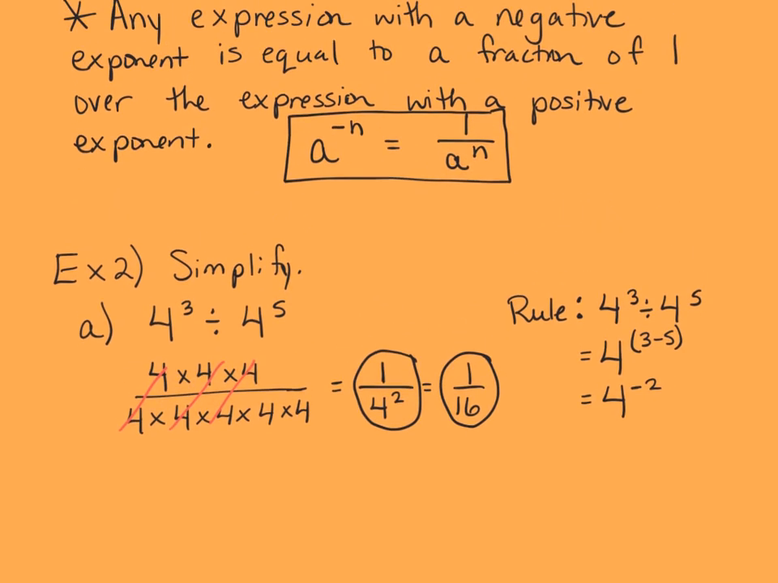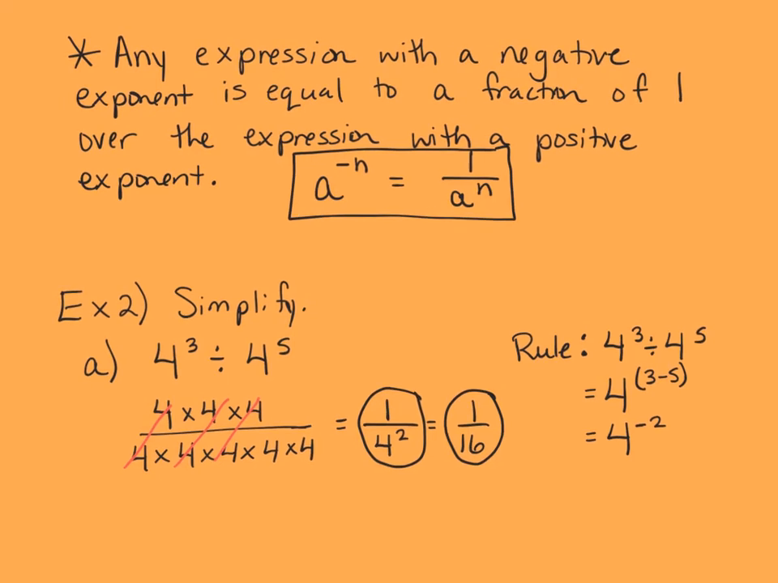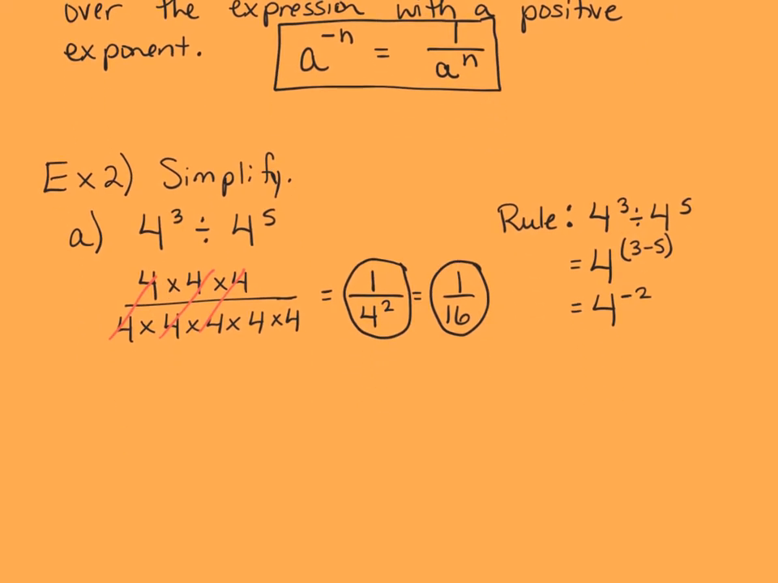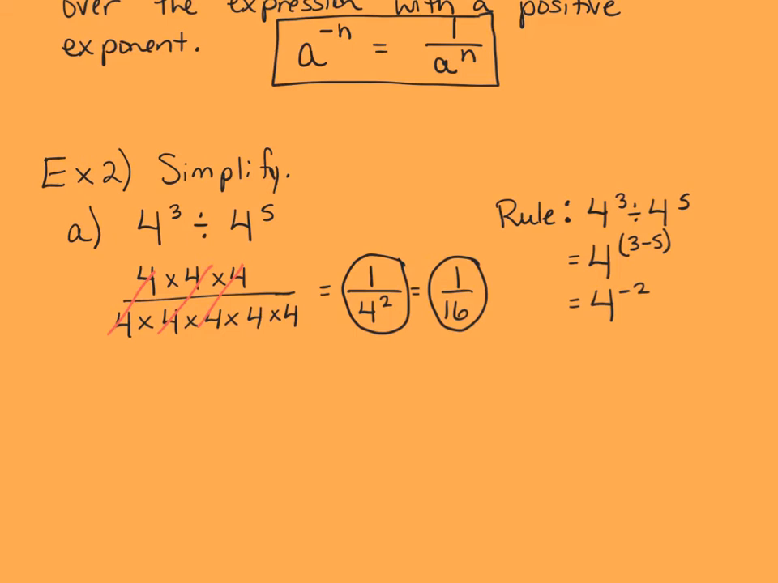It says that any expression with a negative exponent is equal to a fraction of 1 over that expression with a positive exponent. And for me, it's helpful to look at that little algebraic rule. It shows that I'm going to keep this the same, except I'm going to write 1 for the numerator, keep my base 4, but change my negative exponent to a positive exponent, and I get 1 over 4 squared, and that matched what I just worked out.